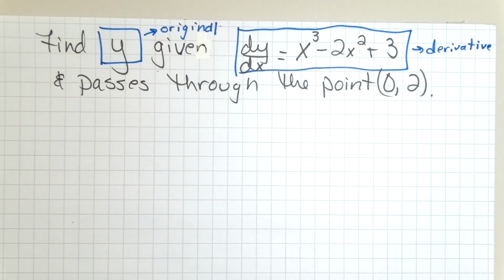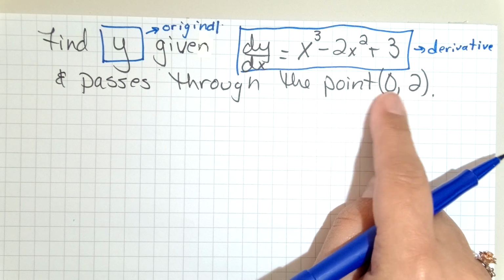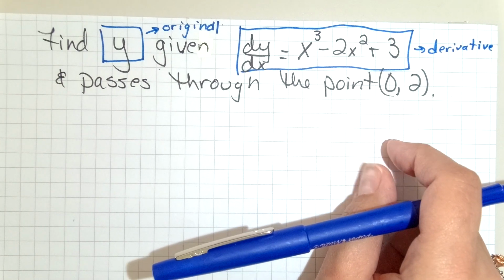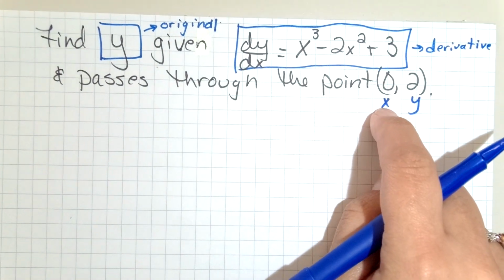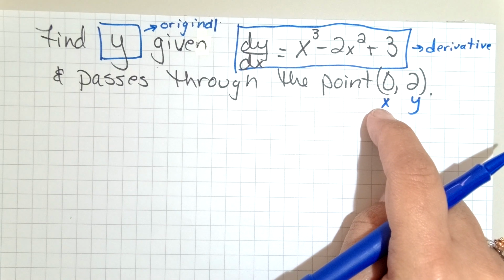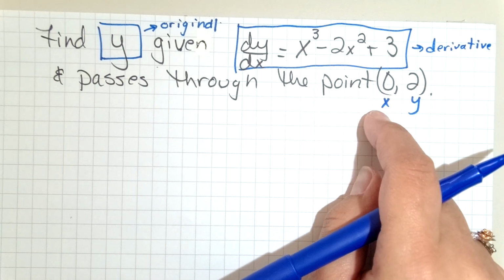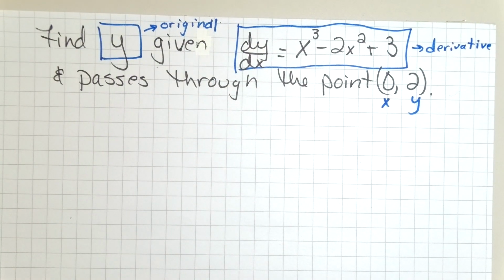Question. 0 and 2. How do I know which one's which? X and y. Which one's x? 0. And that's y. If you don't ever remember, it goes in alphabetical order. We know our alphabets. X comes before y, so it goes in order. X, comma, y. Okay? Are we good?